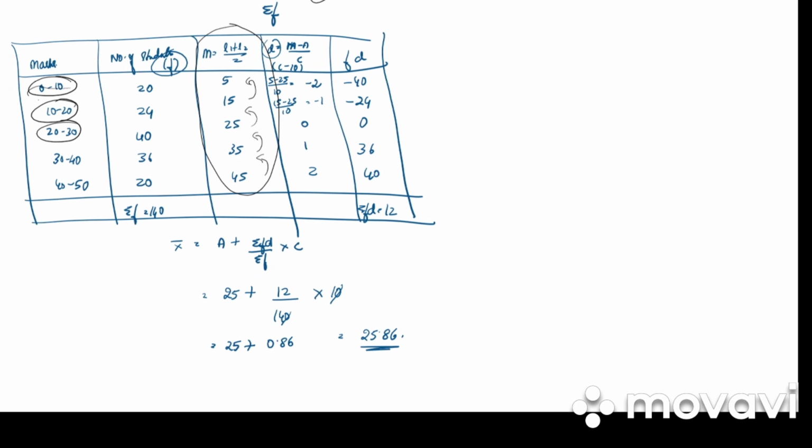There is not much difference between the discrete series and the frequency distribution. The only difference is that in frequency distribution they have given us marks, whereas in discrete series they have only given us x values. Clear?